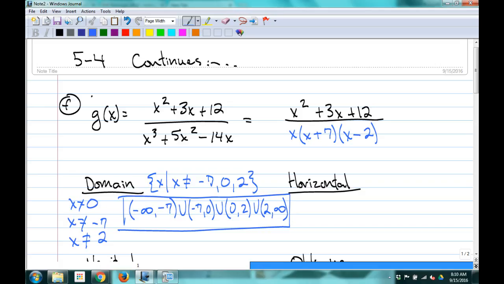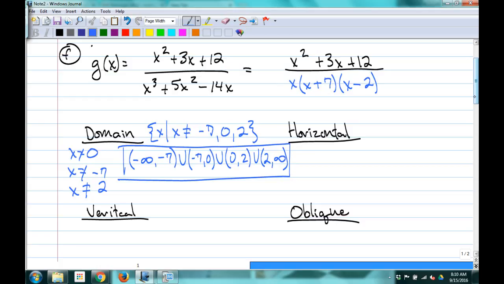The next thing to deal with is your asymptotes. And since nothing canceled out, we didn't lose any of our vertical asymptotes. We're going to have vertical asymptotes at x equals 0, x equals -7, and x equals 2. We got 3 of them in this particular rational function. Those are your vertical asymptotes for this one.